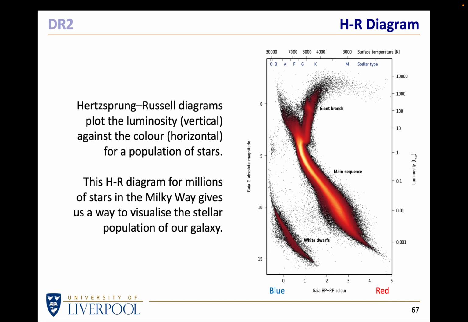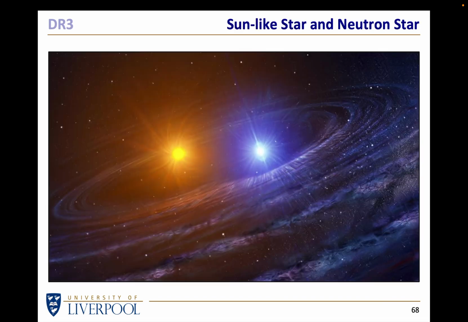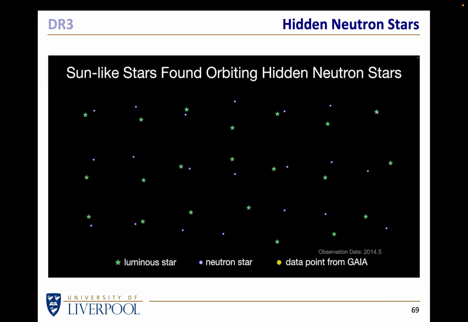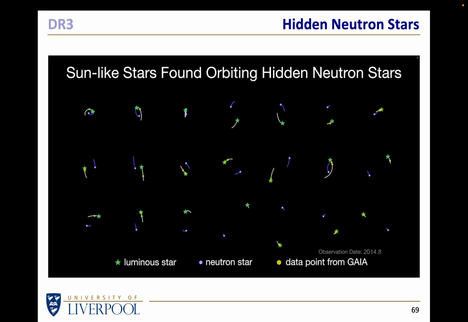And this allows astrophysicists to get a better handle on the stellar population of our Milky Way. Accidentally, it also found a few other things. Rather surprisingly, it found a whole load of stars that are very much like our sun, but they appear to be orbiting a neutron star. This was rather unexpected. How can you have a sun like ours orbiting a neutron star?